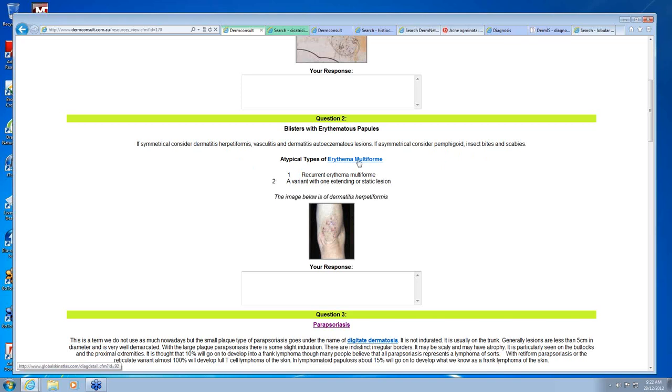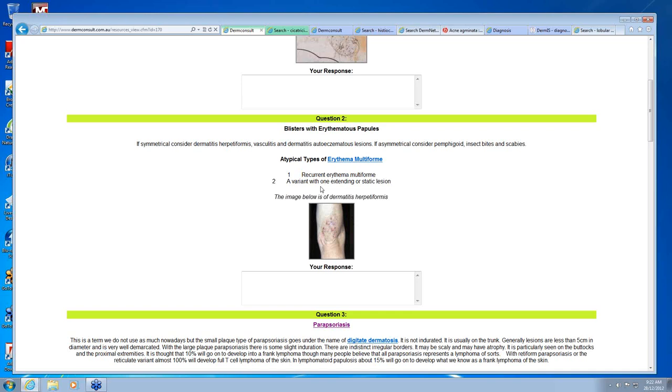Atypical types of erythema multiforme. What's the link? Global Skin Atlas. Let's have a look at it. What have we written there? Recurrent erythema multiforme. Well, if you see recurrent erythema multiforme, go looking for either a drug reaction or scabies, recurrent herpes.